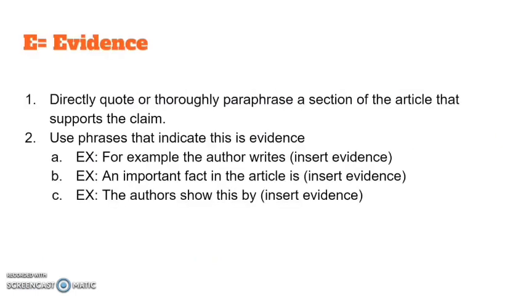With evidence, the first part we need is to directly quote or thoroughly paraphrase a section of the article that supports the claim. The second part in an evidence sentence is that we use phrases that indicate that this is evidence. Something like, for example, the author writes, and then we put in our evidence. An important fact in the article is, and we put in a quote from the text that is our evidence. Or the author shows this by, again, and we put in that evidence that we have.